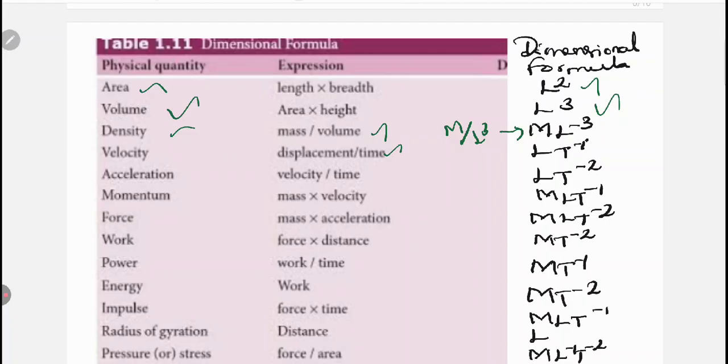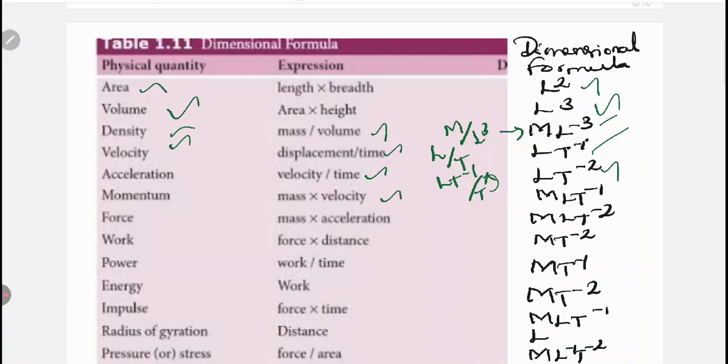And here you have velocity, displacement by time. Displacement is mentioned as L, and time is mentioned as T, so L by T. So you can write it as L T raised to minus 1. And acceleration is of course velocity by time. Already you know the dimensional formula for velocity, L T raised to minus 1, divided by T. If you take this to the numerator, it becomes L T raised to minus 2.